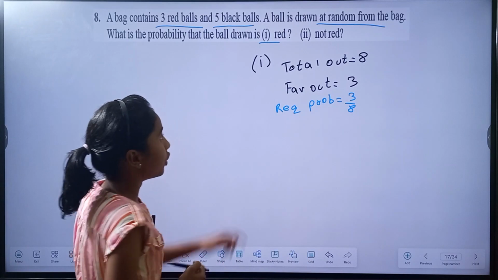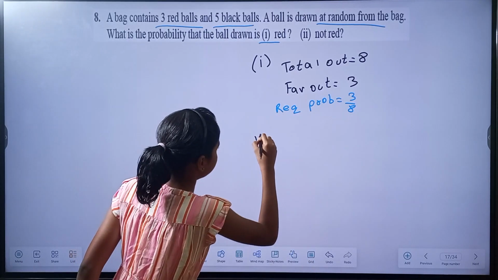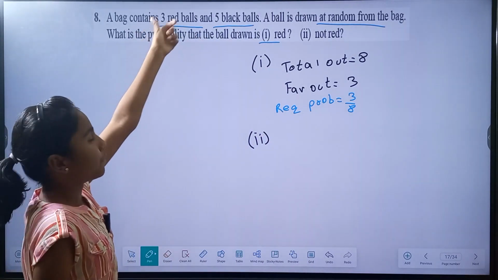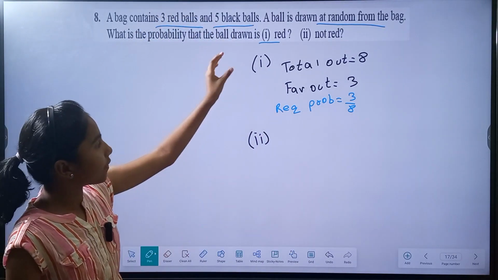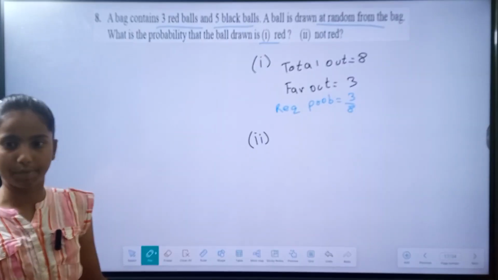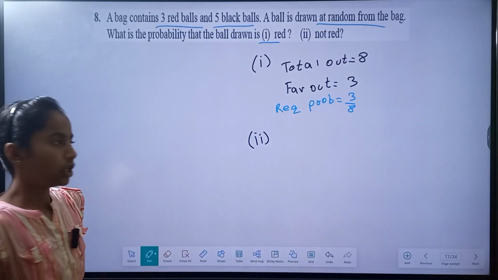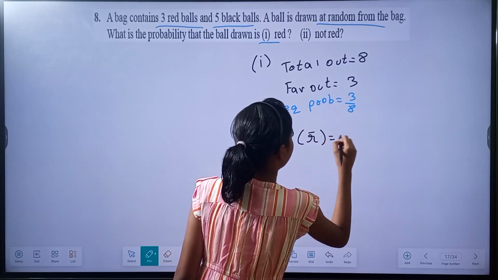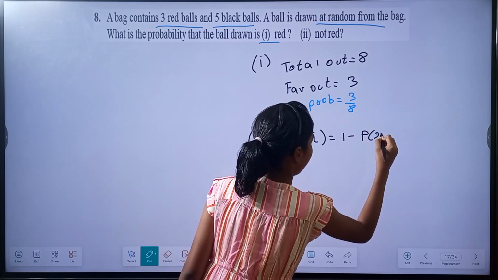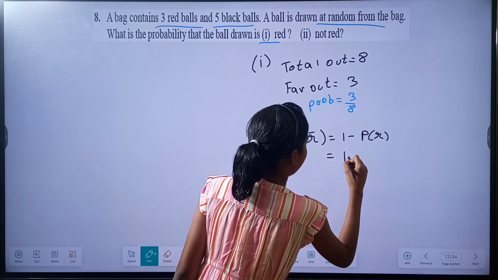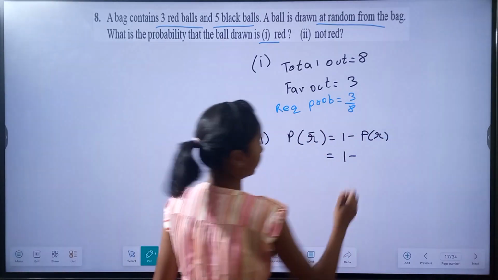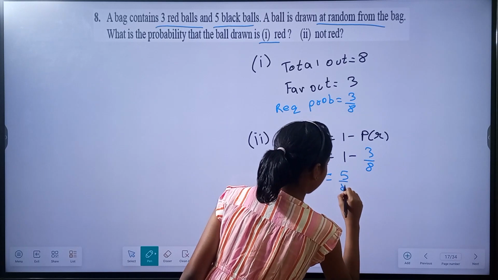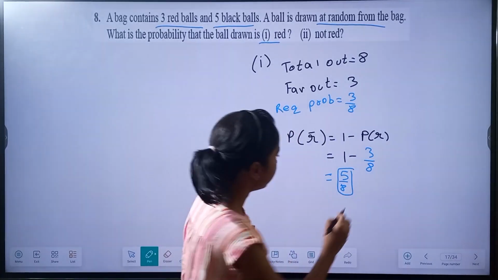And now, the second part: not red. There are only two colors, a red ball and a black ball, which means a black ball means not red ball. So we have only two events, and we can write P of not red equal to 1 minus P of red, which is equal to 1 minus 3 by 8. So the required probability equal to 5 by 8.